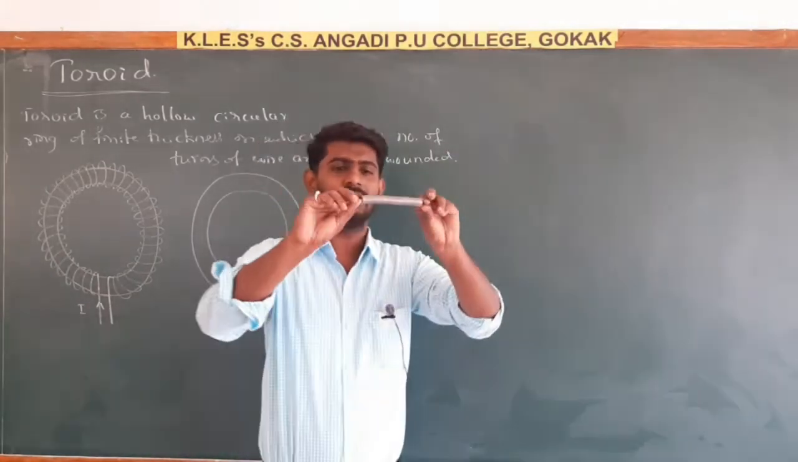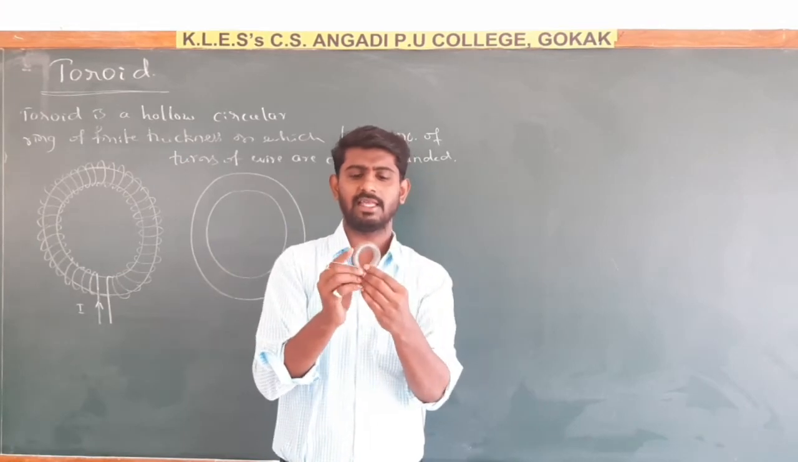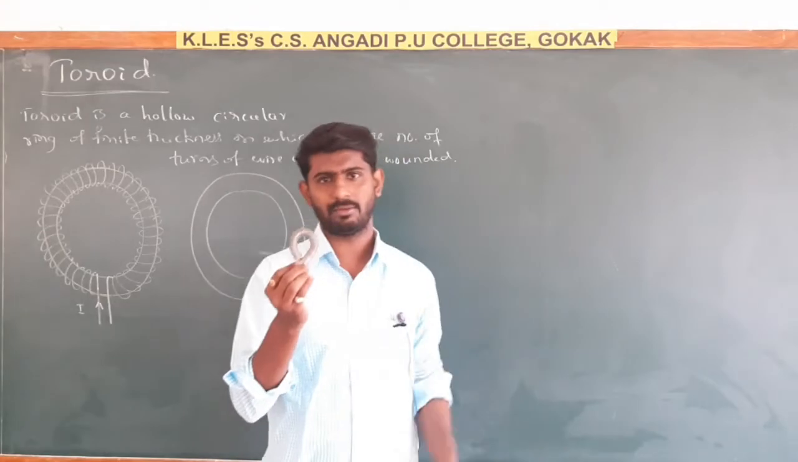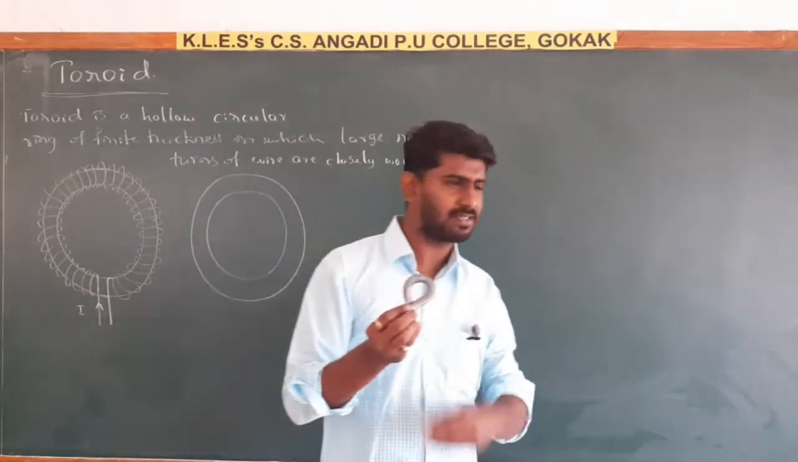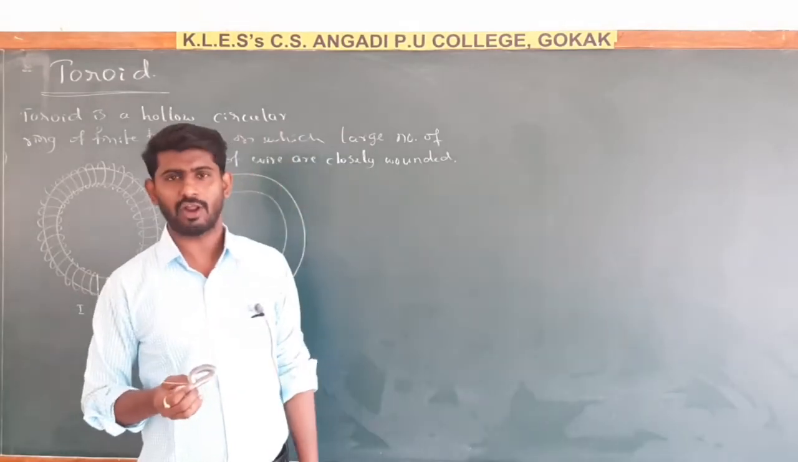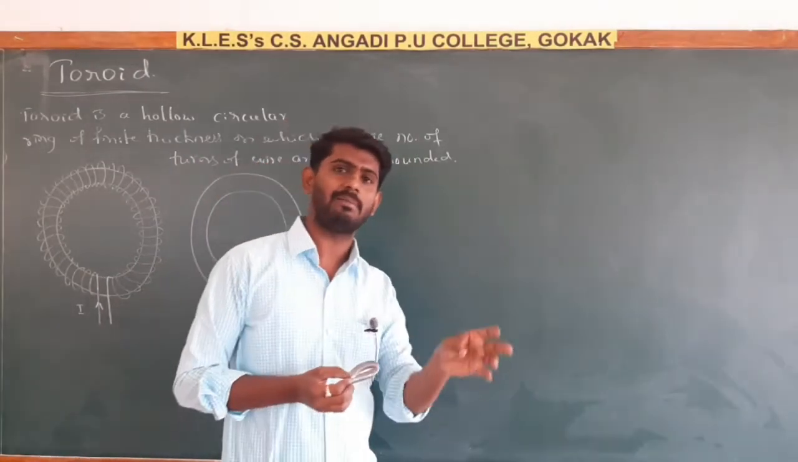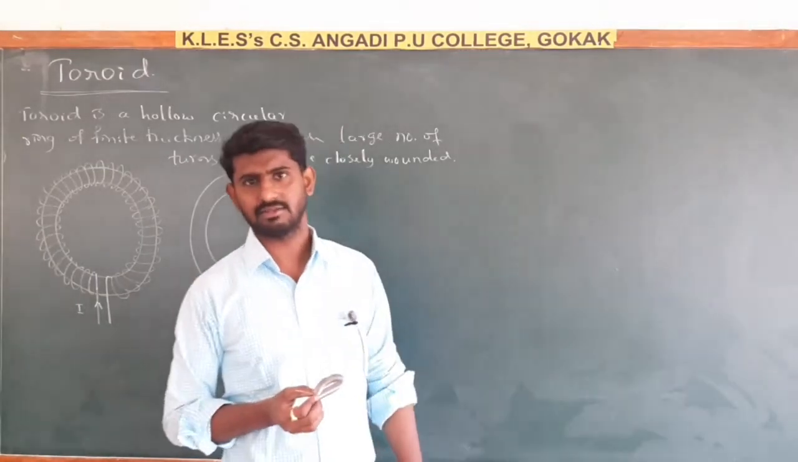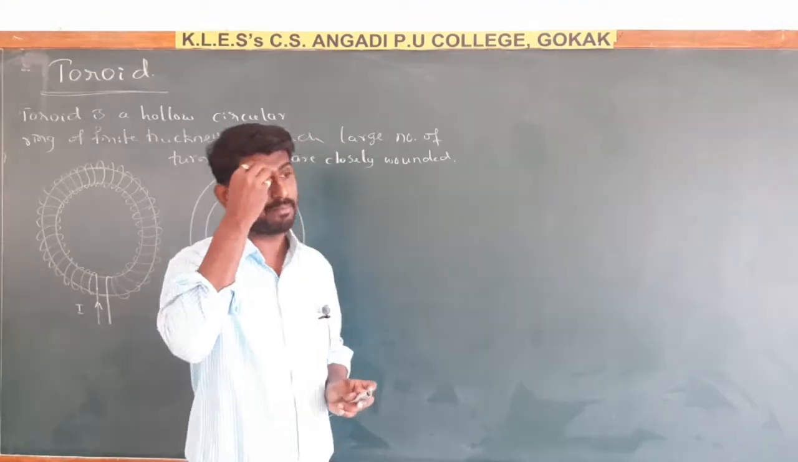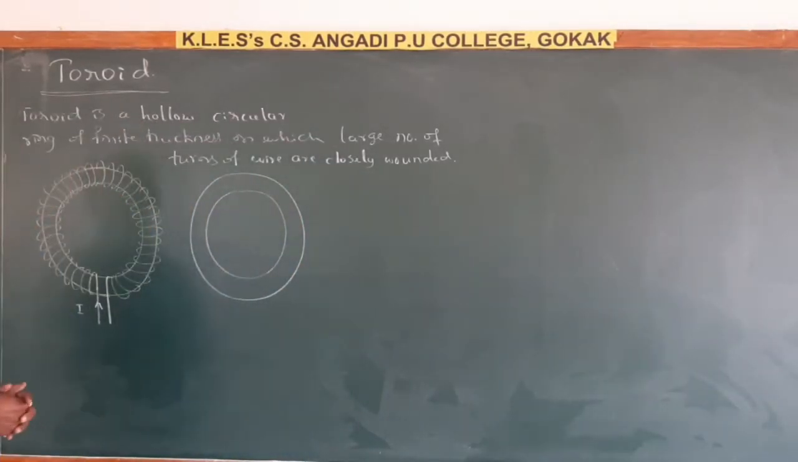If you bend this solenoid in the form of a circular ring like this, I call it a toroid. In a simple way, a toroid is a bent form of solenoid, which produces a strong magnetic field along its axis.